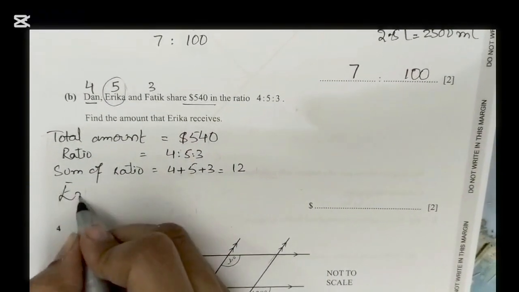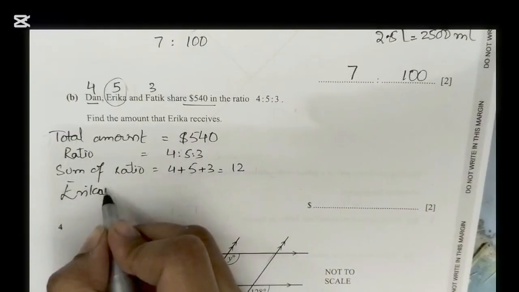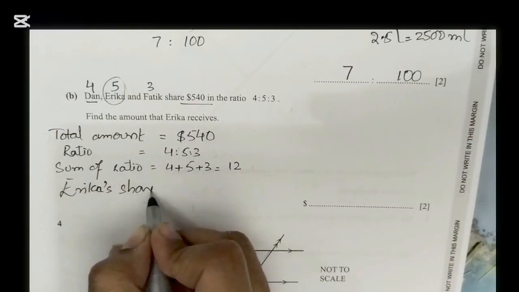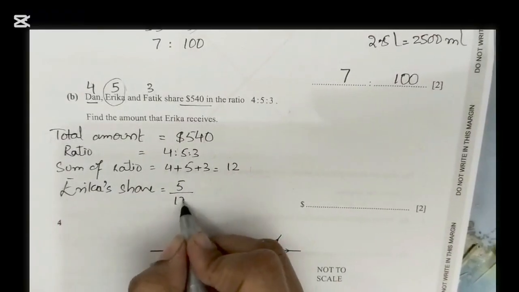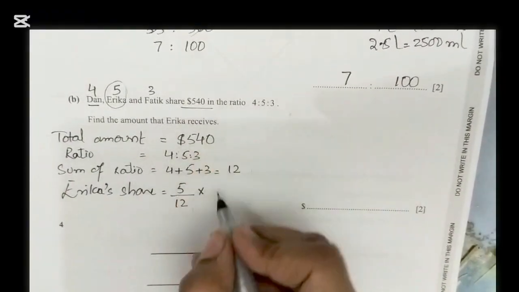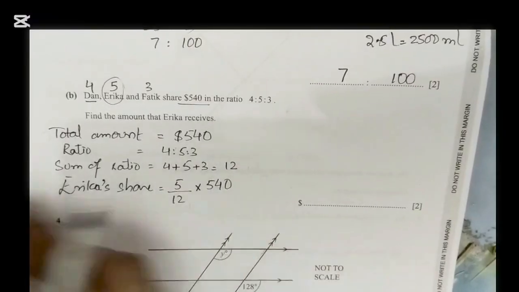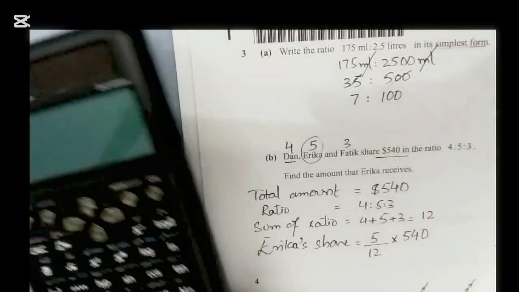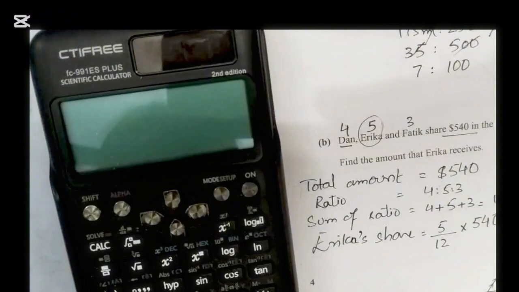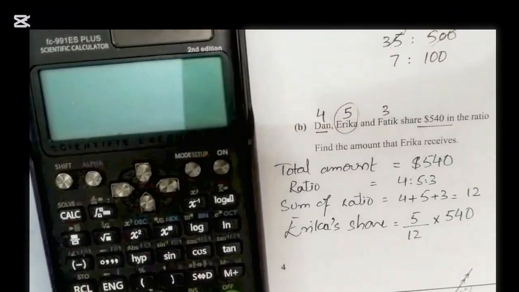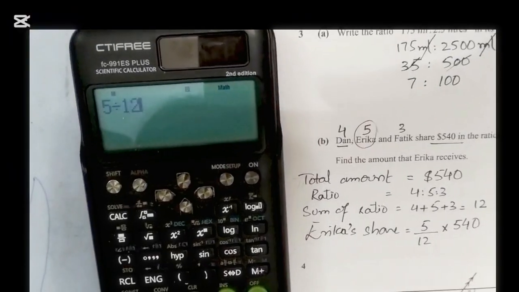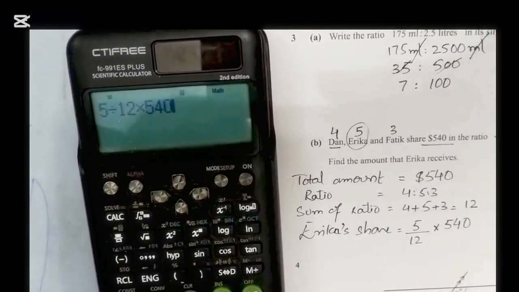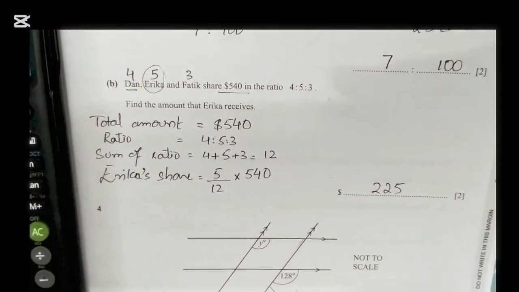So Erica's share is 5 over the sum of the ratio 12, times 540. Now I am going to use the calculator to solve it. 5 divided by 12, multiplied by 540. So we'll get 225. Erica's share is 225.